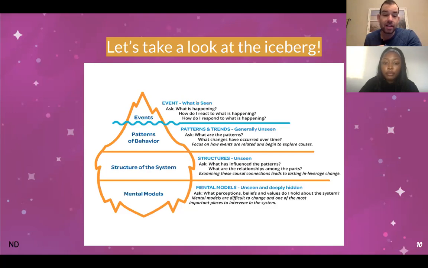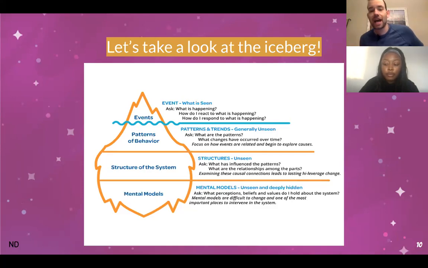Then below that, there's another layer, which is the structure of the system. Here we ask, what has influenced the patterns? What are the relationships among the parts of the system? That's actually going to be next lesson. We're going to talk about the structure of the system. Really important to start diagramming that to see what it looks like.